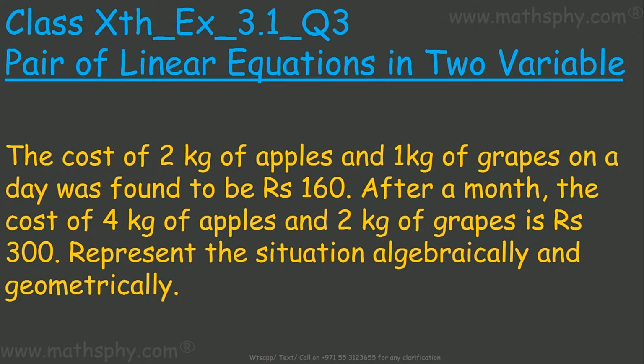A similar type of question says the cost of 2 kgs of apples and 1 kg of grapes on a day was found to be 160 rupees. After a month, the cost of 4 kgs of apples and 2 kgs of grapes is rupees 300. Represent the situation algebraically and geometrically.